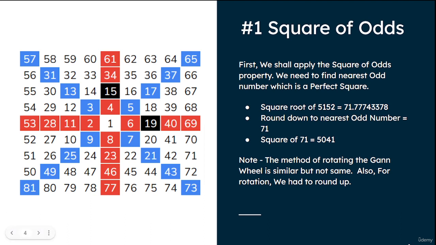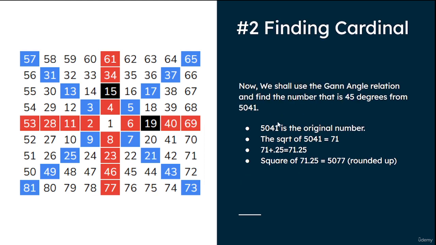So the square of 71 is somewhere down the line. Now we need to find the support and resistance. We need to find the cardinal number and the ordinal number. We can find the cardinal number and ordinal number of that same wheel. Now let's do that, because we know the relation between the cardinal and ordinal is 45 degrees.